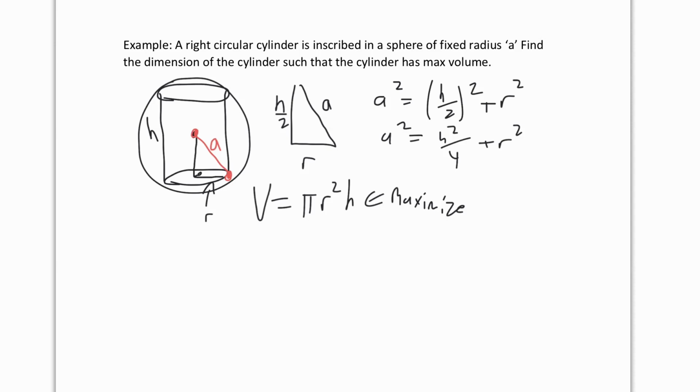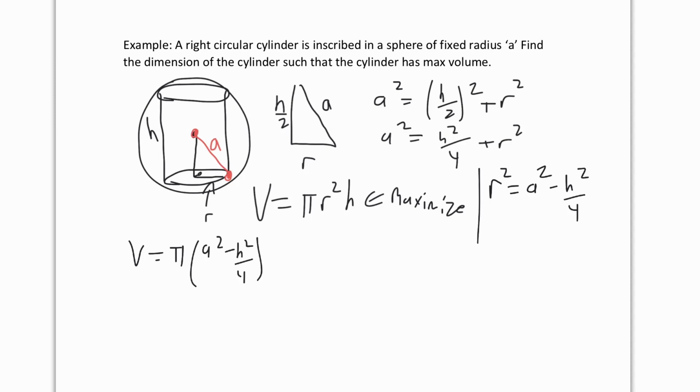And in this case, I think it's actually easier to plug in r squared because r squared is almost isolated right here. We got almost all the way. If we were to move this to the other side, we would get r squared is equal to a squared minus h squared over 4. Well, let's plug that in. So volume is equal to pi times (a squared minus h squared over 4) times h. So we can do a little bit of algebra here to clean that up. Pi a squared h minus pi h cubed over 4.